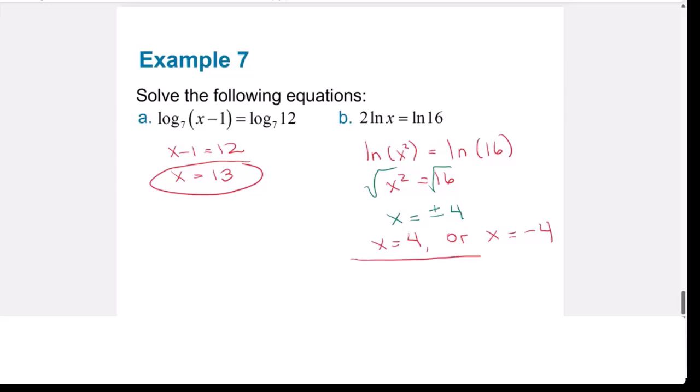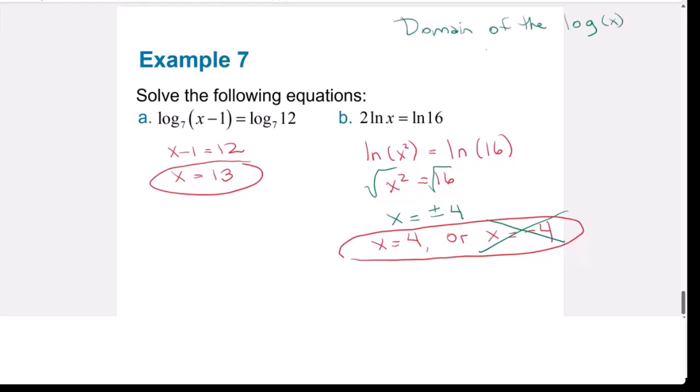Now it's really important. Before I give my answer, I always plug it back in. Let's do 4, natural log of 4. Okay, that's no problem, I can do that. Can I take the natural log of a negative value for x? No, this is not a solution. Even though it's one possibility, it still is not a solution. Remember, the domain of the log function is x has got to be greater than 0.